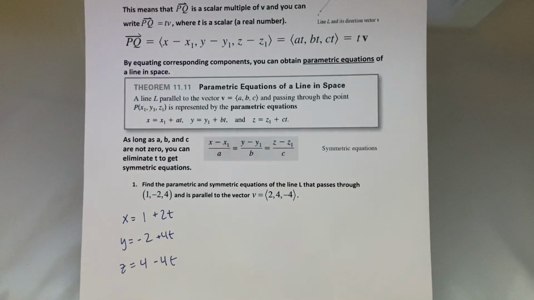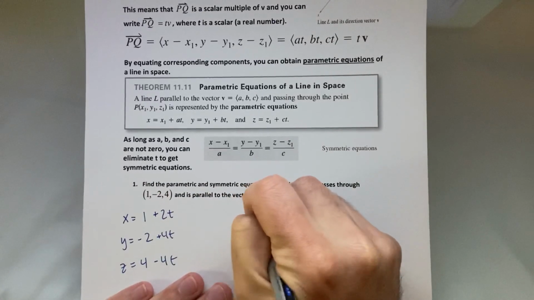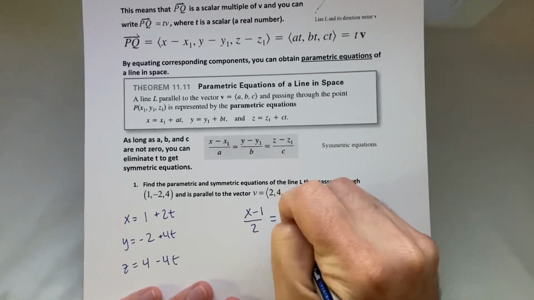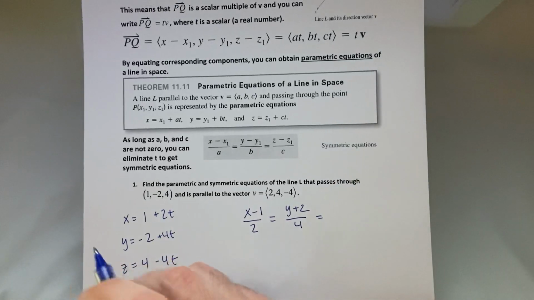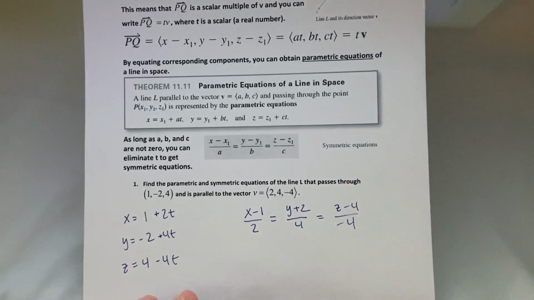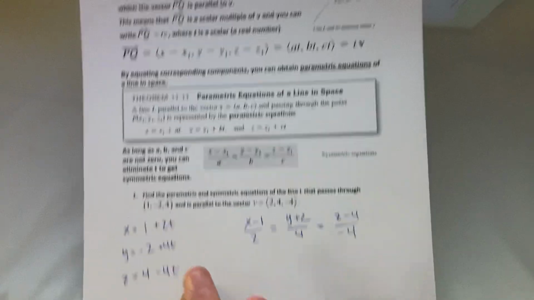Now, if you're going to get the symmetric equations, all you have to do is solve these equations for time. So we subtract 1, divide by 2. Add 2, divide by 4. And then z minus 4 over negative 4. So it's not too bad to do this. So let's see how this idea applies to other types of problems.